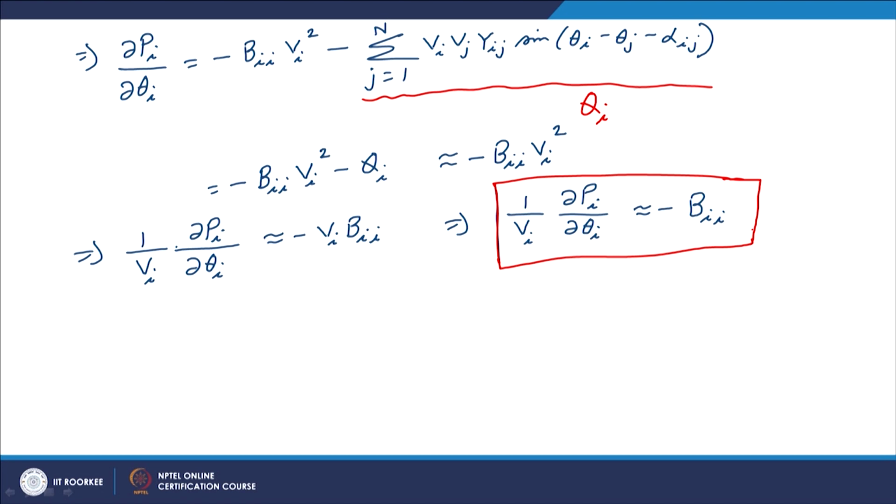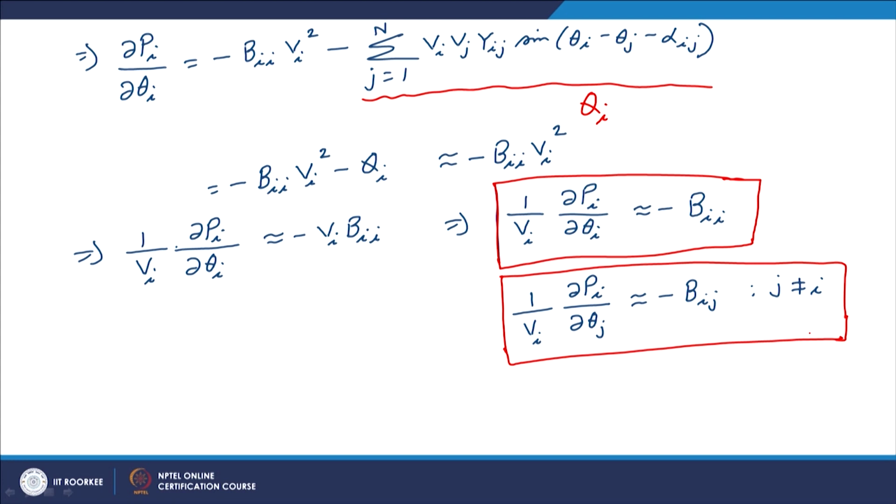This is the first, and we write again the second one just for clarity. The second one is (1/V_i) ∂P_i/∂θ_j is equal to minus B_ij, for j not equal to i. So, this is the second condition which we have just now developed. Now what happens? We have got some constant quantity. Now, let us look at the last one, J4.